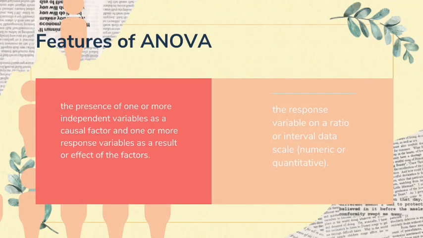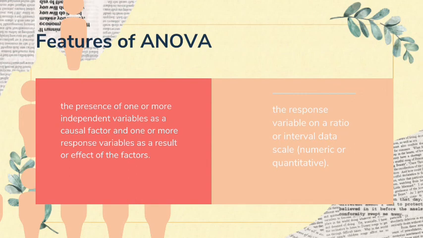And next is features of ANOVA. Its characteristic is the presence of one or more independent variables as a causal factor and one or more response variables as a result or effect of the factors. An example of research that can illustrate this explanation: is there any effect of the type of fuel on the life of the engine? From the title, it is clear that fuel is the causative factor, while the age of the engine is the result or effect of the factor treatment.